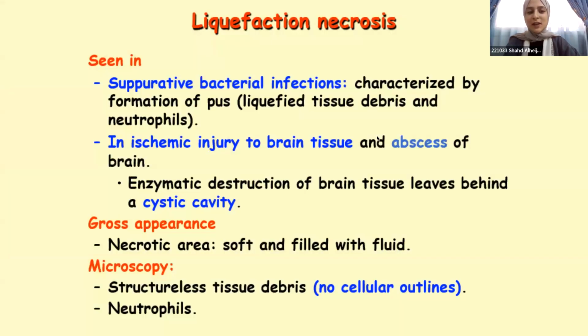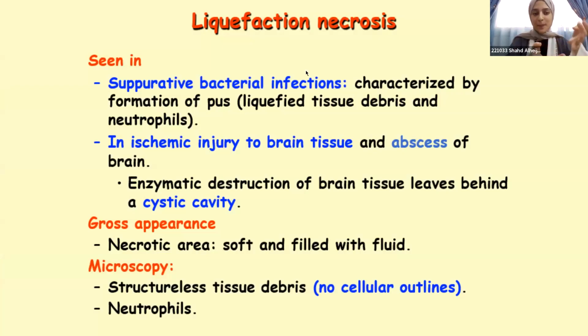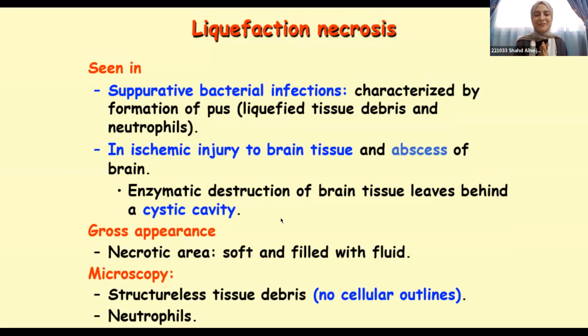Liquefactive necrosis. Now, liquefactive necrosis is mainly seen, the most famous example, in brain tissue. So any abscess in the brain would be liquefactive necrosis. But it can also be seen in bacterial infections. In this case, due to the rusty nail, bacterial infection would cause the collection of debris and neutrophils, and this would lead to liquefactive necrosis. This is a direct question, nothing confusing this time. Any questions?